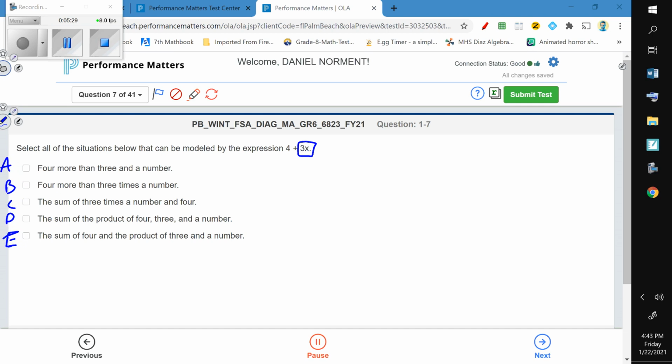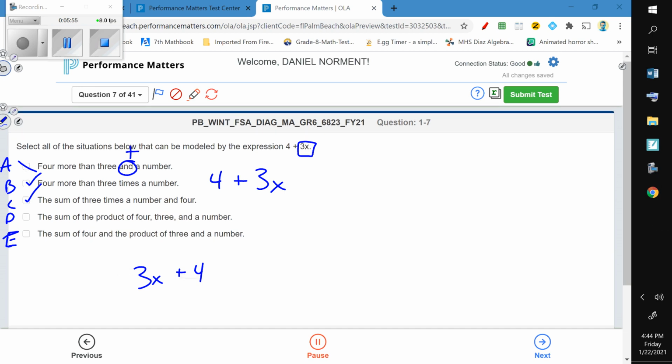4 more than, now, when you see "and," that refers to plus. So this is not the answer. 4 more than 3 times a number? Yes, that's correct. 4 more means you're going to add 4 to whatever you get. 3 times a number, there you go. The sum of 3 times a number and 4. That's the same thing. That works. That's the answer.